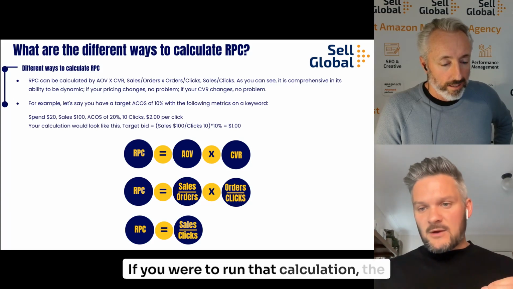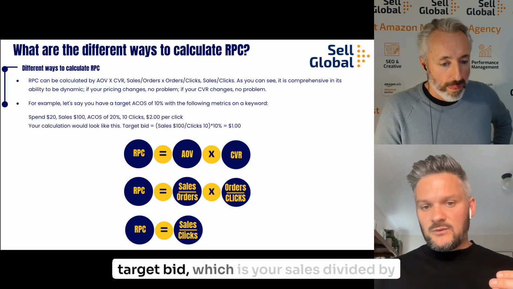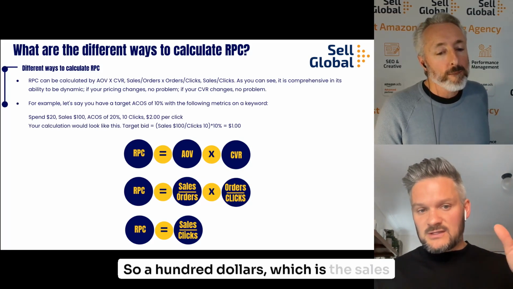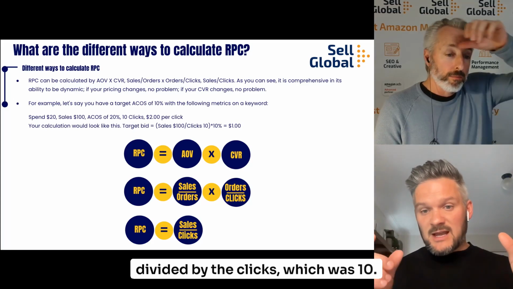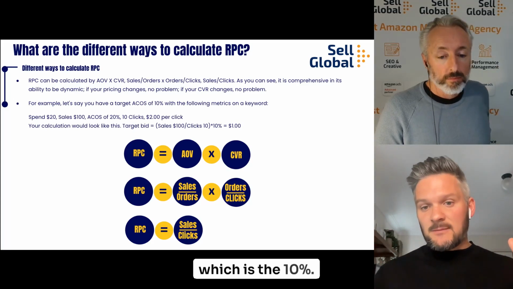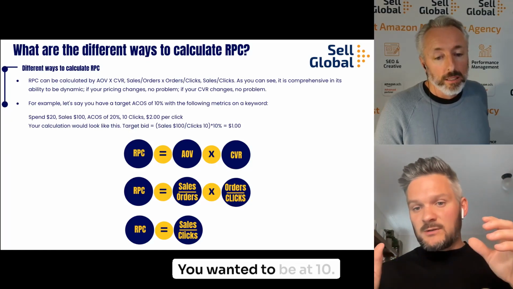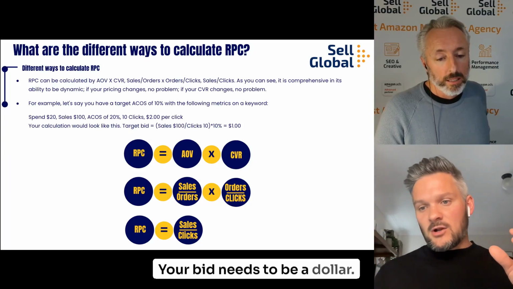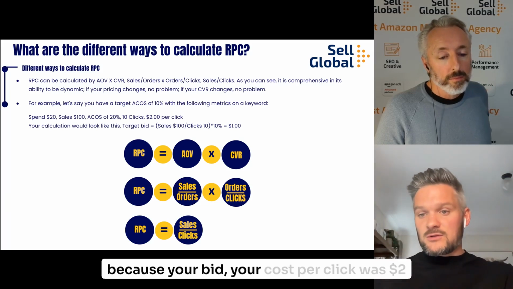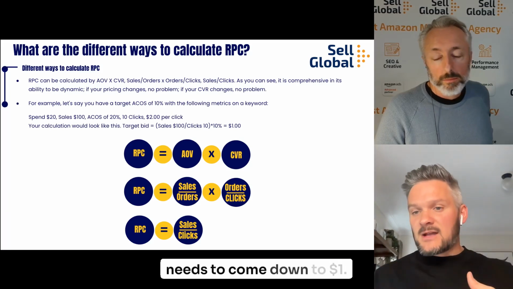If you were to run that calculation, the target bid, which is your sales divided by your clicks, so $100, which is the sales, divided by the clicks, which was 10, and then you times that by your target ACOS, which is the 10%, right? You're at 20% ACOS, you wanted to be at 10. Your bid needs to be $1. So basically it needs to be half what it is because your cost per click was $2. It needs to come down to $1.